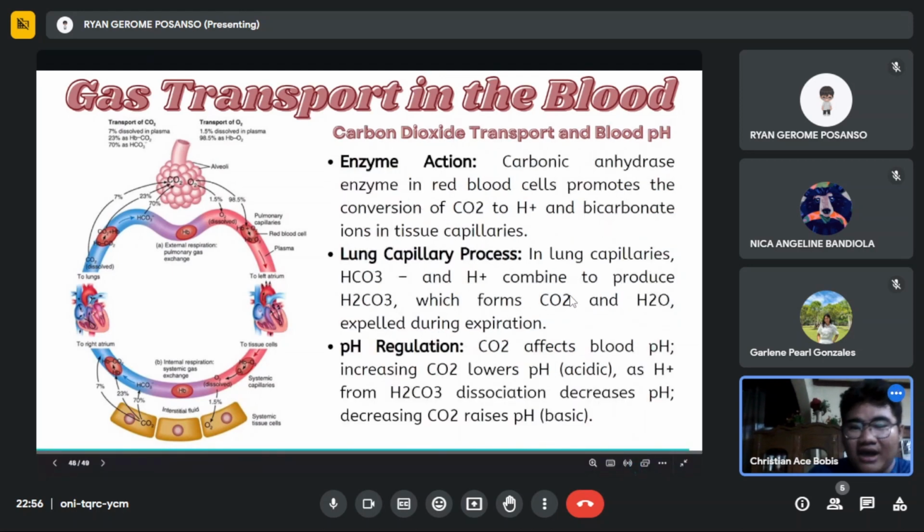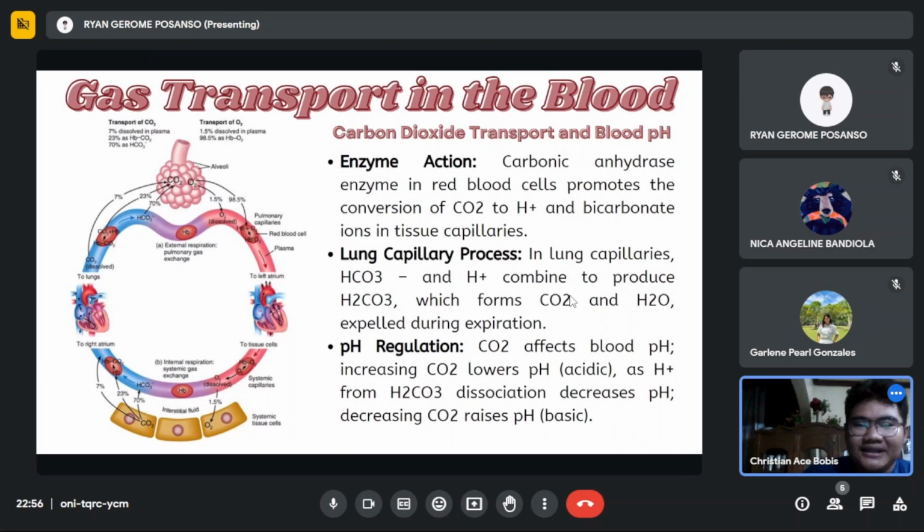Moreover, enzyme action. In tissue capillaries, the carbonic anhydrase enzyme catalyzes the conversion of the carbon dioxide to hydrogen ions and bicarbonate ions. This enzymatic action enables the transformation of the carbon dioxide into more soluble forms, facilitating its transport in the bloodstream. Lung capillary process.